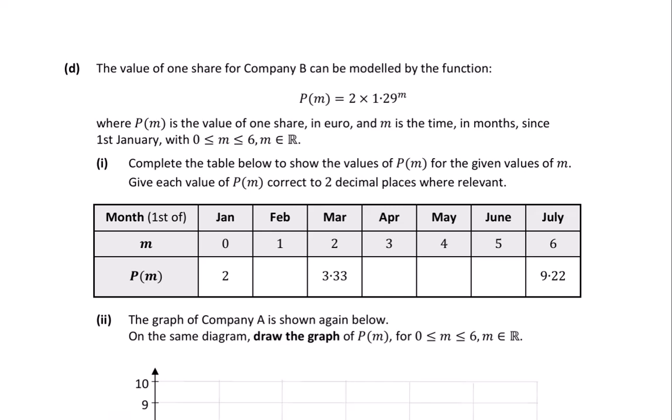Okay, so all you've got to do really is just stick 0 in here instead of M. That'll give you a P of M of 2. Put 1 in here instead of M. Put 2 in instead of M, put 3 in instead of M, and so on, and just do it on your calculator and write the values in here. So the values that I got are 2.58 for 1, then 3.33 for 2, and for 3 I got 4.29, for 4 I got 5.54, and then for 5 I got 7.14.